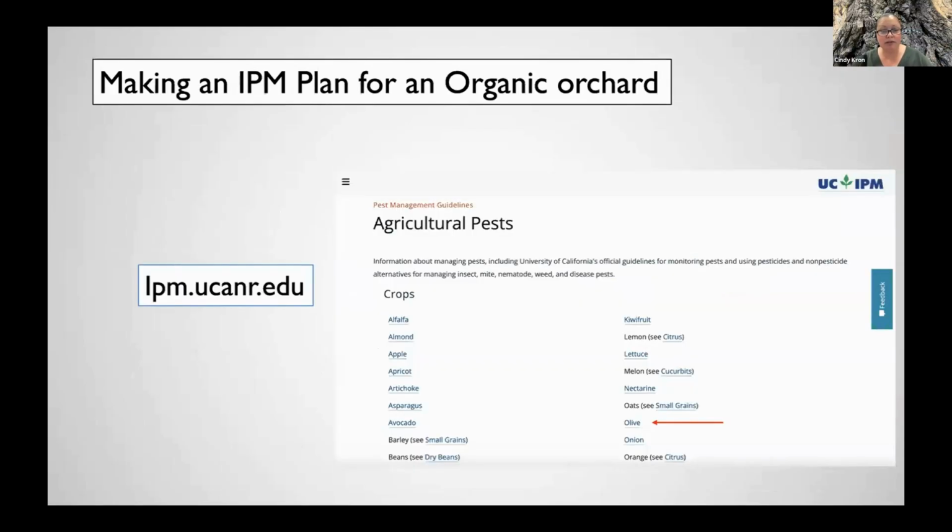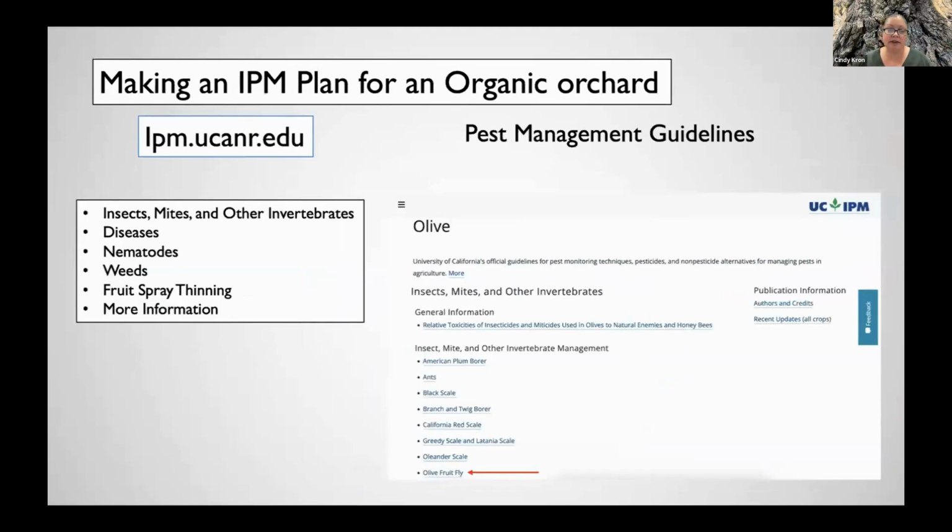I'm going to choose olive, that's indicated here. And when I clicked on olive, there's a long list of your different insects and mites and weeds, invertebrate pests. So I went under insect, mite, and other invertebrate management, and I scrolled down to olive fruit fly. I click on olive fruit fly, and it brings up the sections that you see on the left-hand side. Sorry, these are the sections on the left-hand side that are on the olive page.